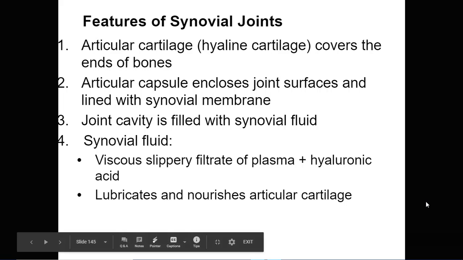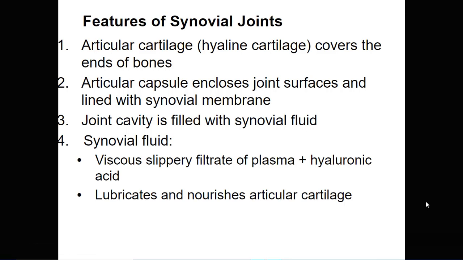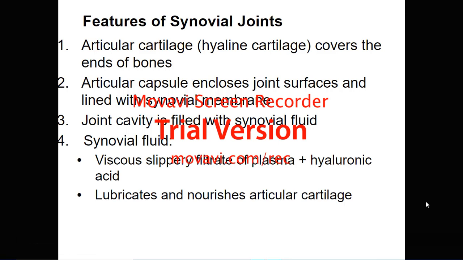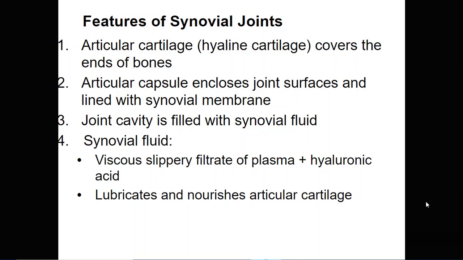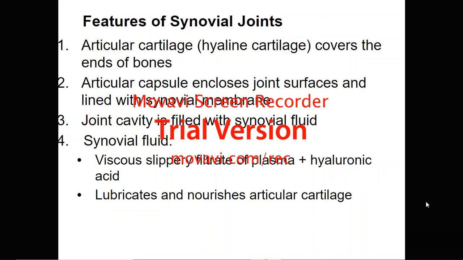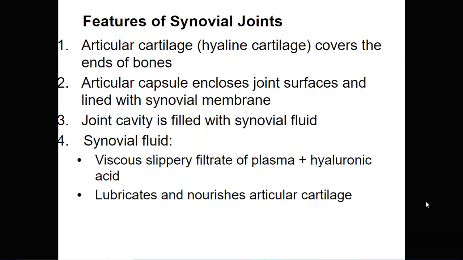There are six features of synovial joints. One feature is that they have articular cartilage. Remember, when something articulates, that means it meets at two places. So where the joints meet, at the ends of the bones, they're covered with hyaline cartilage. That's the articular cartilage. It is hyaline cartilage.